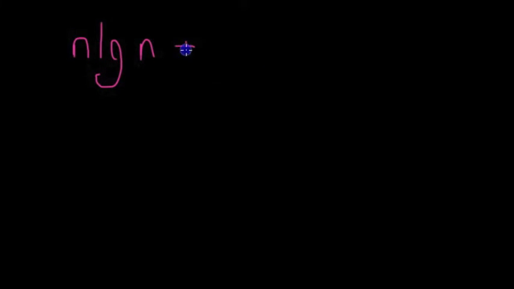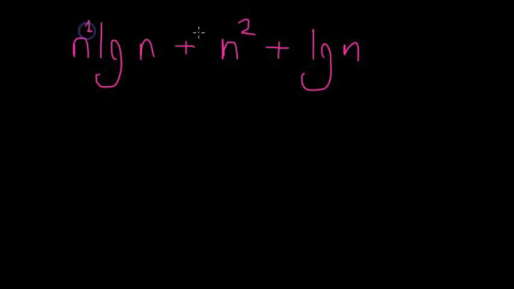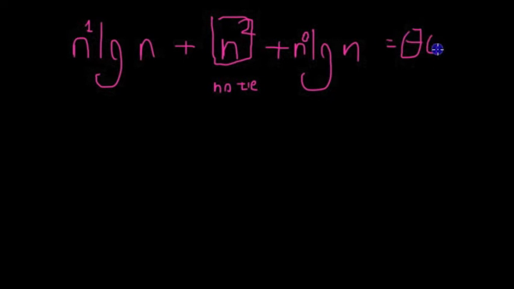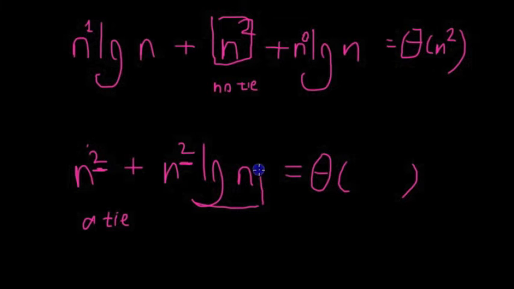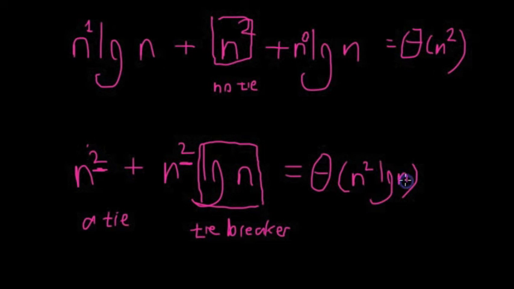We have an equation here. We have n log n plus n squared plus the log of n. To help us out, you can think about what the exponents are. The highest exponent is n squared, and that wins just by the exponent. Here's another one. We have n squared plus n squared log n, and we're checking to see what that's theta of. The exponents tie, so we need a tiebreaker, and log of n is the tiebreaker. It's going to win. And we end up with n squared log n.